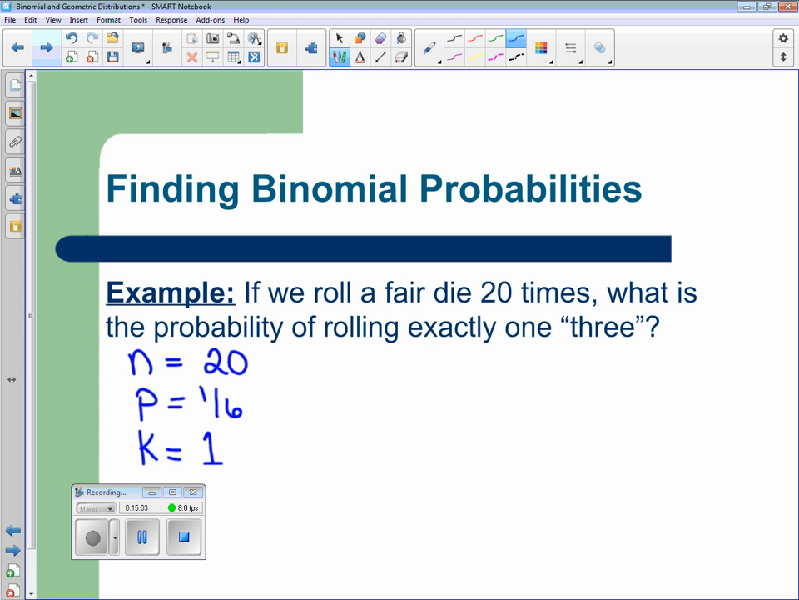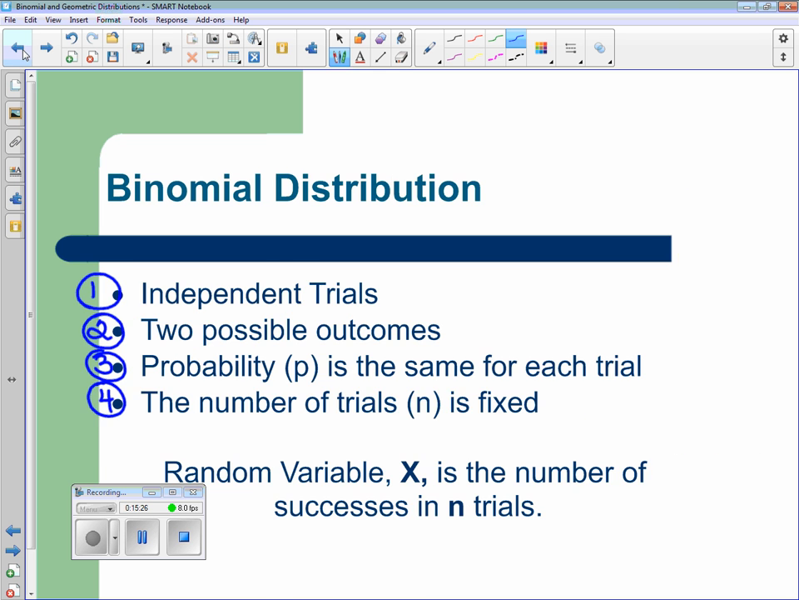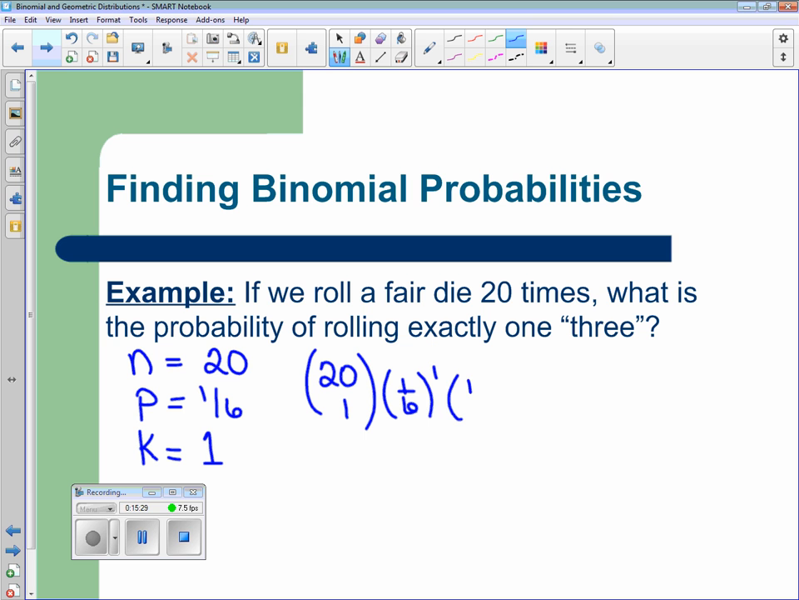All right, so let's plug in our numbers. It's n choose k, so it's 20 choose 1. Remember, it's choose and not divide by. And then we have p, 1/6, to the what power? Look at your formula. 1/6 to the first power. And then we have 1 minus 1/6, or 5/6. If you want to just write 5/6, that's okay. To the 20 minus 1, which is the 19th power. Okay?